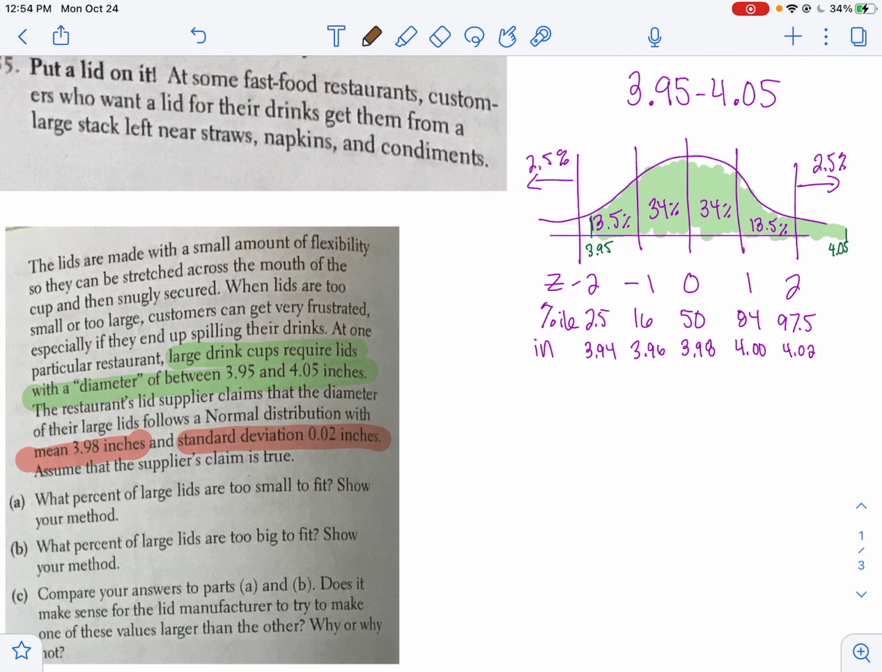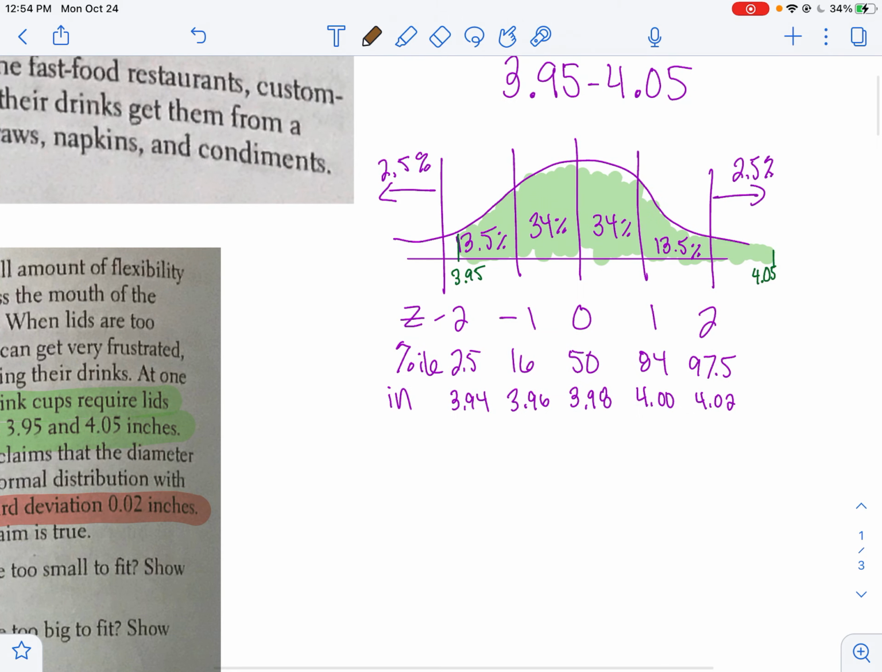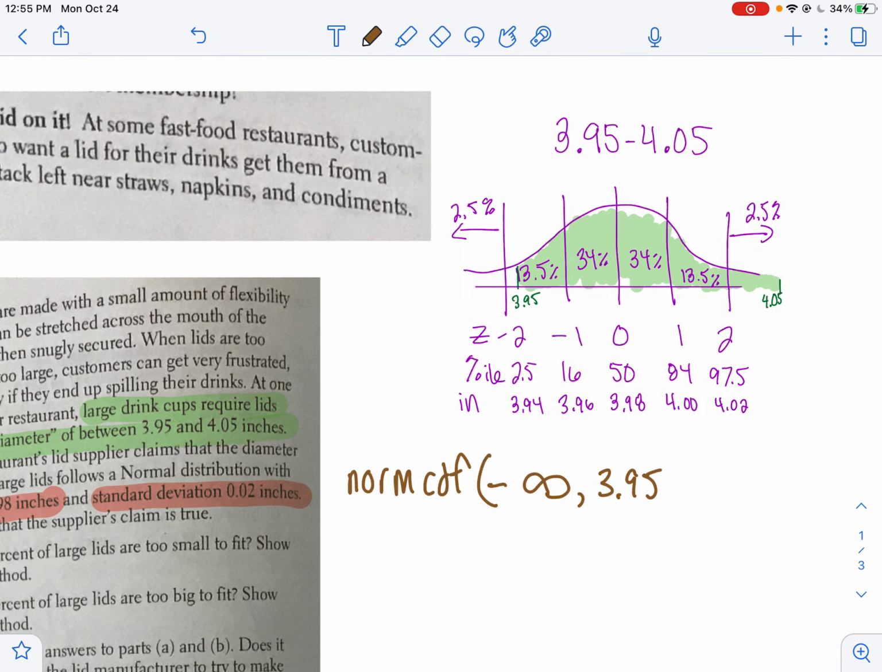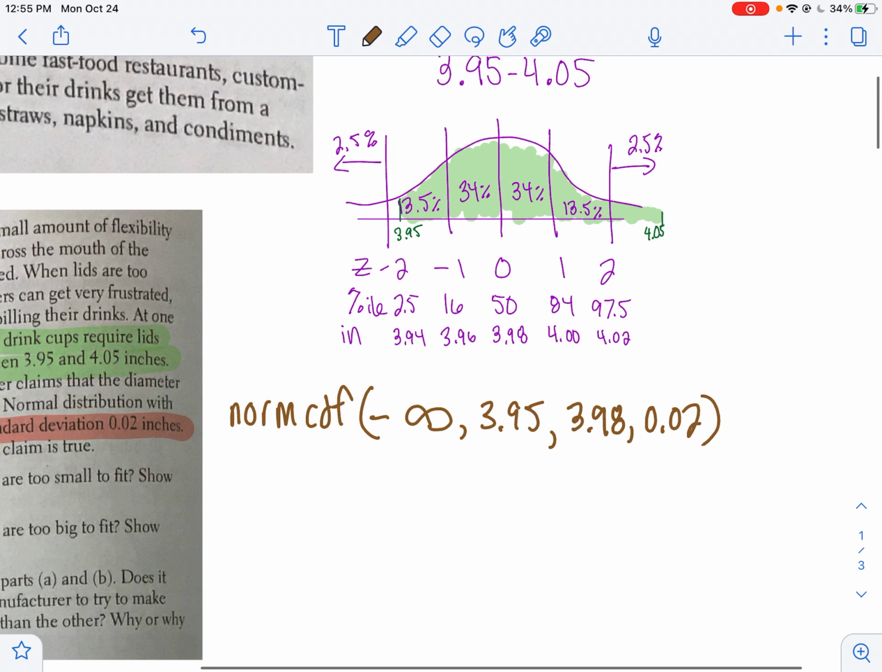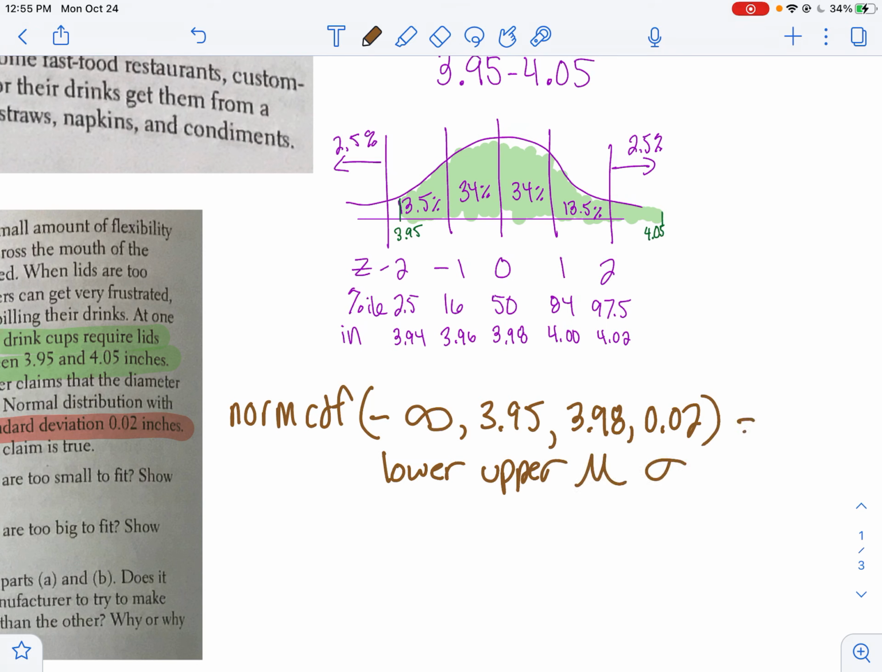I am going to go with normCDF. What that does is that gives me the percentage of data values I'm looking for. So I'm looking for all values that are less than 3.95. I'm going to enter in my mean, which is 3.98, my standard deviation of 0.02. And for those of you taking AP Stats, it's always good to have lower, upper, and then mean and standard deviation. Cover yourself. Show your work.